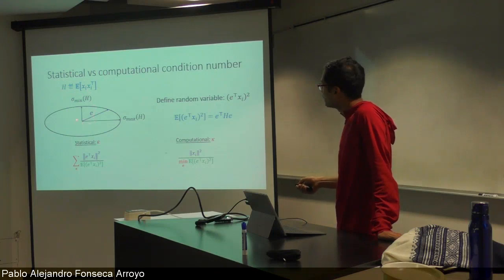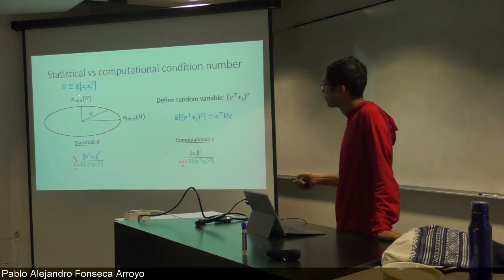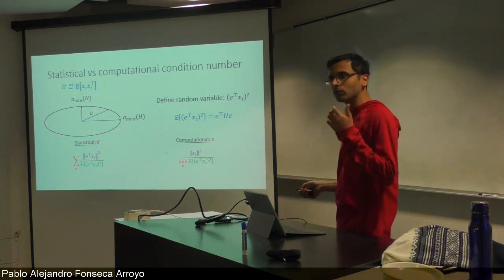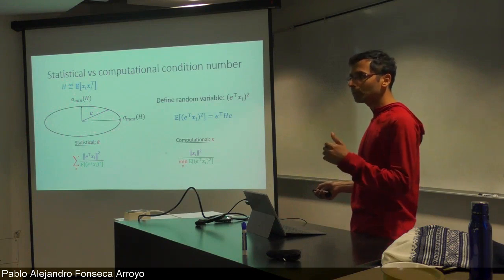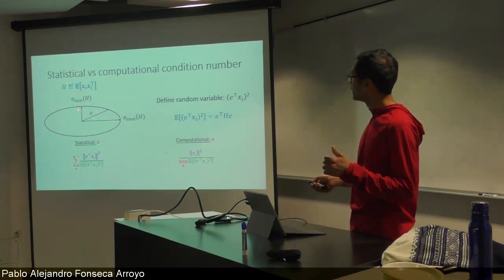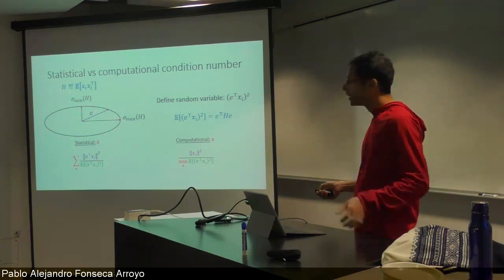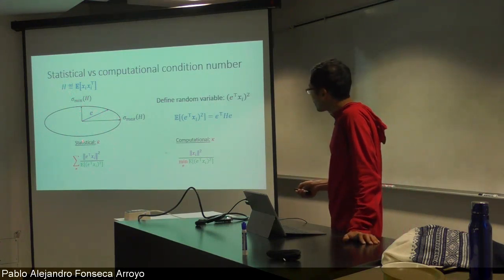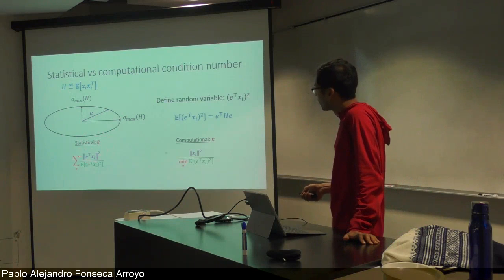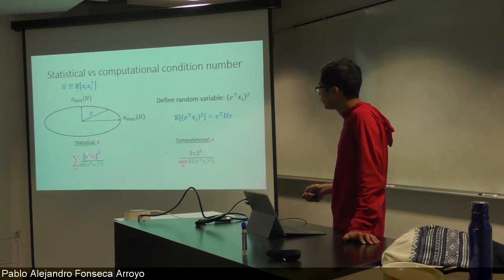And these E's correspond to the eigendirections of H. So this H corresponds to an ellipse. Any positive semi-definite matrix corresponds to an ellipse, so I'm just drawing that ellipse here, and the principal axes of this ellipse correspond to the eigendirections of H. And the statistical condition number kappa twiddle is essentially the sum over all of these eigendirections E of the expected value of (E transpose xi) squared divided by the expected value of (E transpose xi) squared.